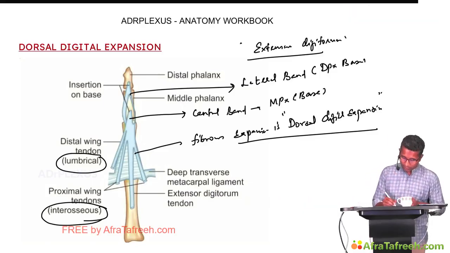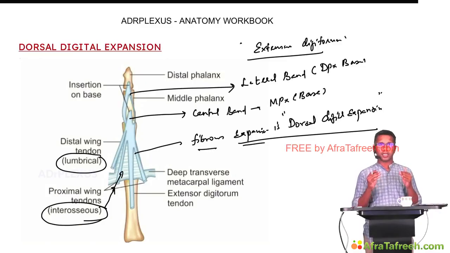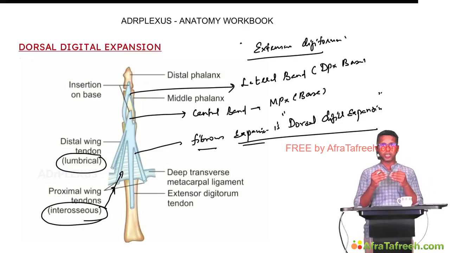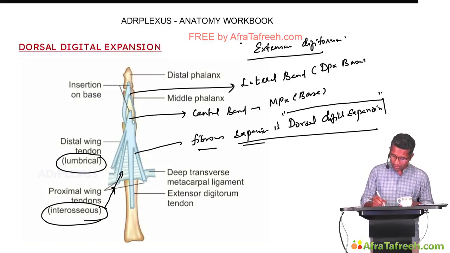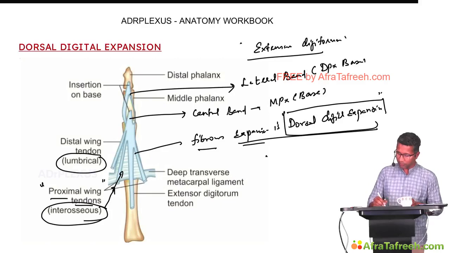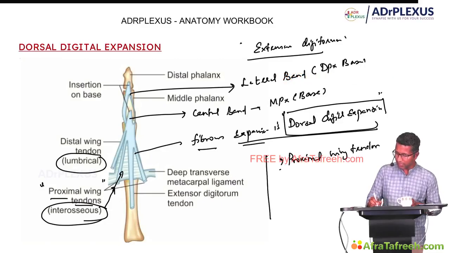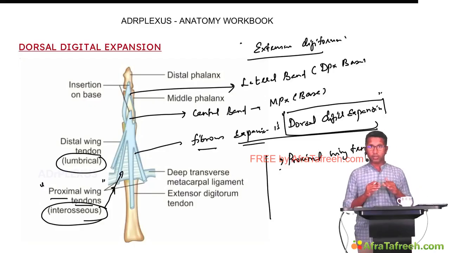If you see these interosseous muscles, whether palmar or dorsal interosseous, they get inserted into the proximal part of the dorsal digital expansion. Since they get a proximal insertion, they are called the proximal wing tendons. So if somebody asks what are proximal wing tendons, these are the tendons which get inserted into the dorsal digital expansion.